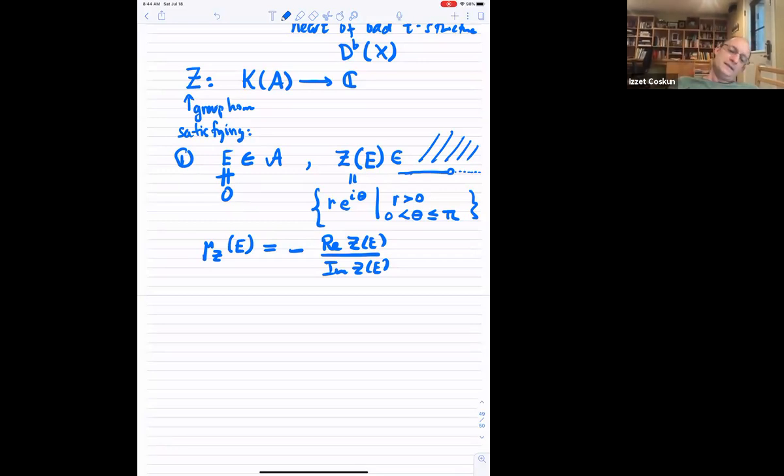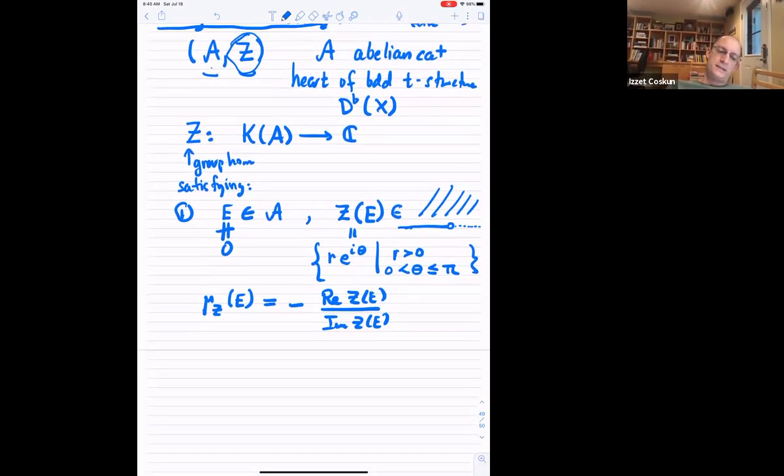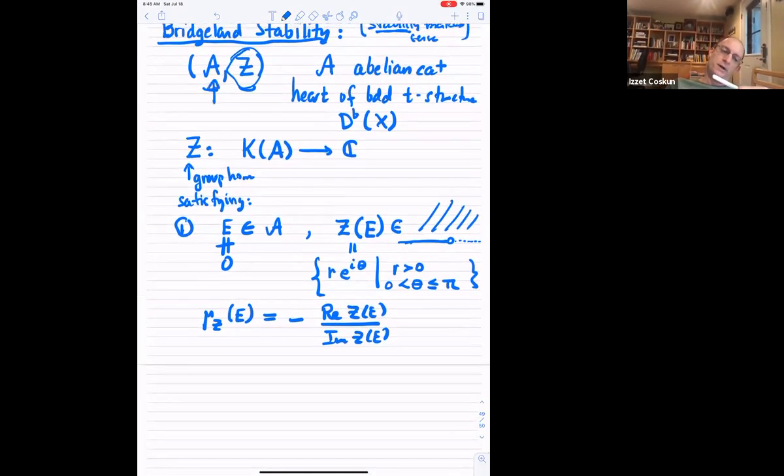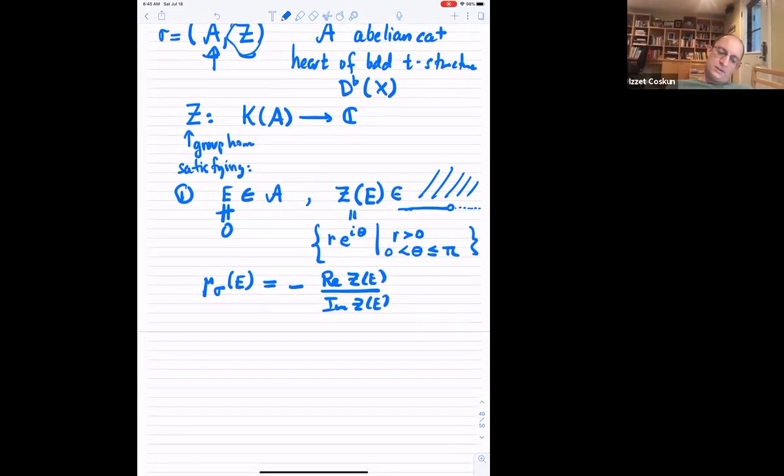As I said, this is a way that you can measure slope. So once I have this, of course, now I can talk about the semi-stability of objects in this abelian category with respect to, maybe we call this Bridgeland stability condition sigma. Maybe instead of mu of Z, I should call it mu of sigma. Now I can make sense of what it means to be semi-stable in this A.